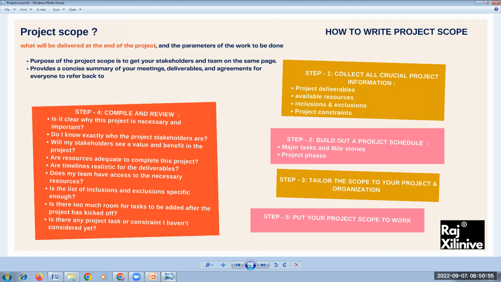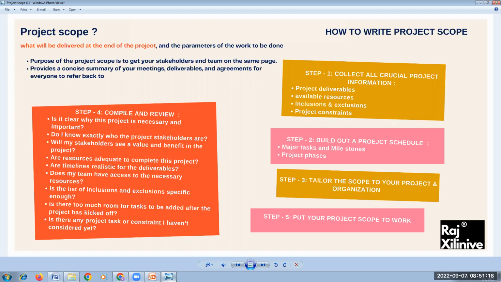Available resources means how much resource we have at this point in time. Second, are those resources really sufficient for us to develop the solution or not? That information we need to know. At the same time, what all is to be included, and what all is to be excluded? Followed by this, what constraints do you have?